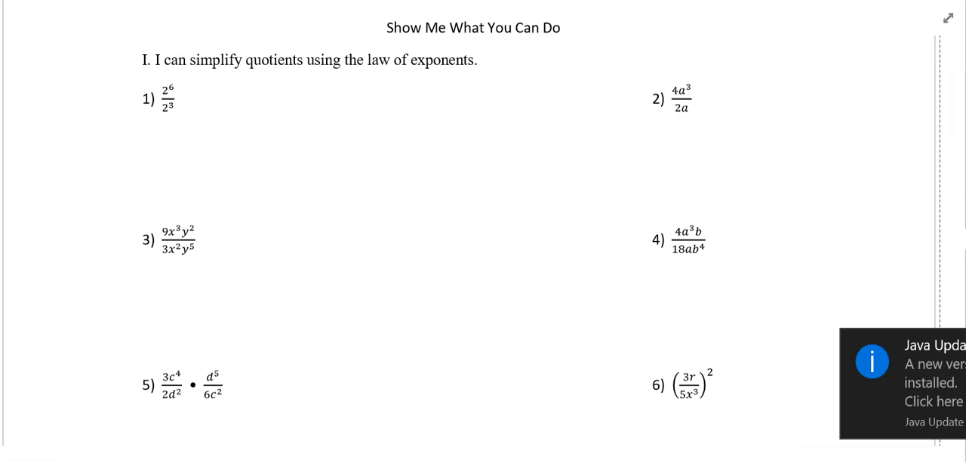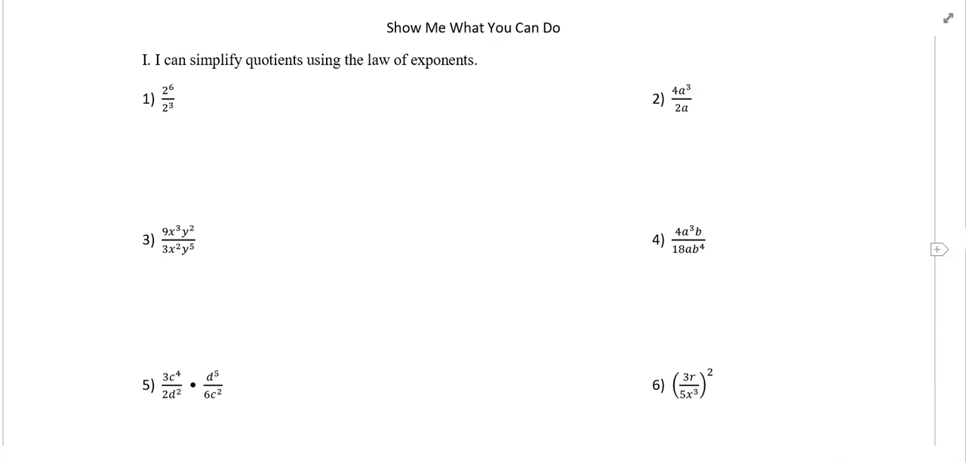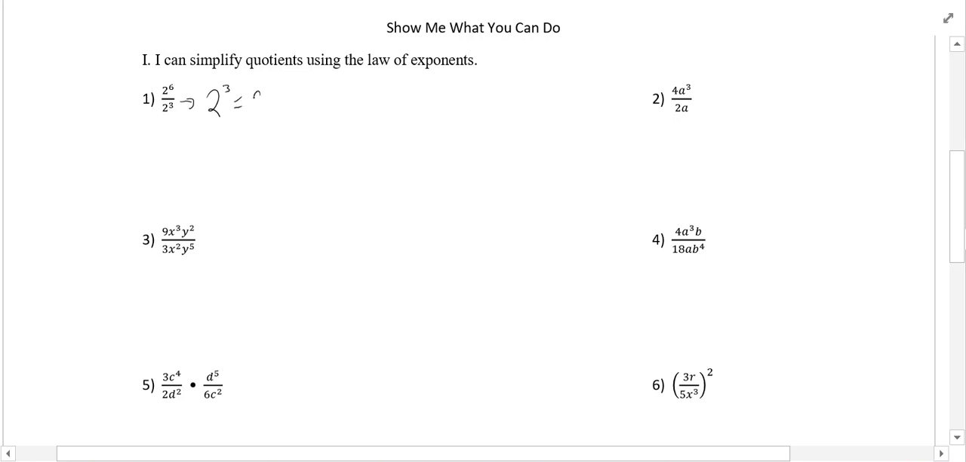Okay, so what we're going to do today is, it says I can simplify quotients using the law of exponents. Whenever you have the same base, so the base is 2, and you have an exponent in its division, you're subtracting these exponents. So it's numerator minus denominator. Here we have 6 minus 3, which is going to give us 2 to the third, which would simplify to 8.